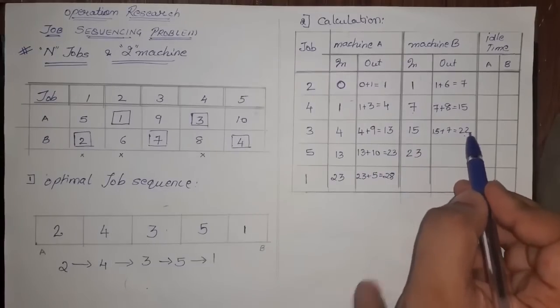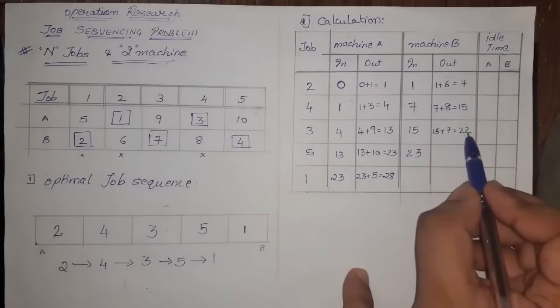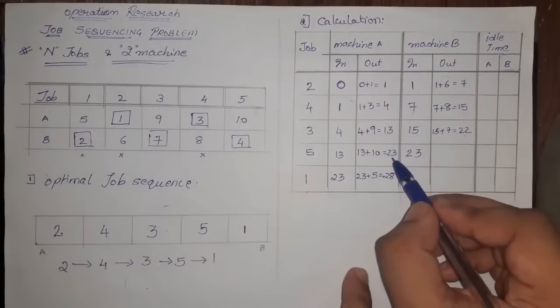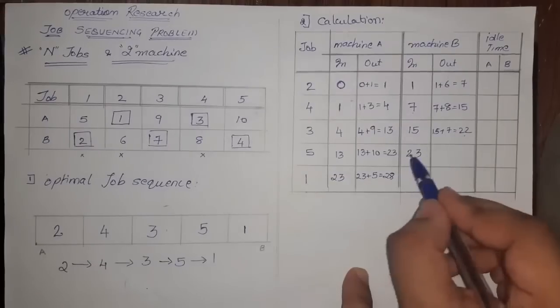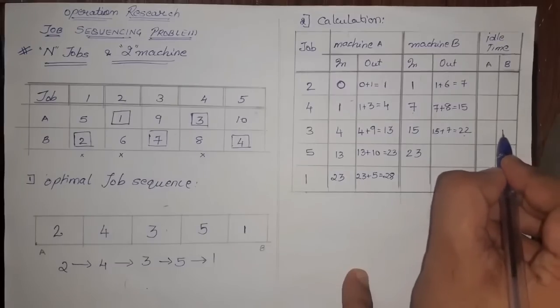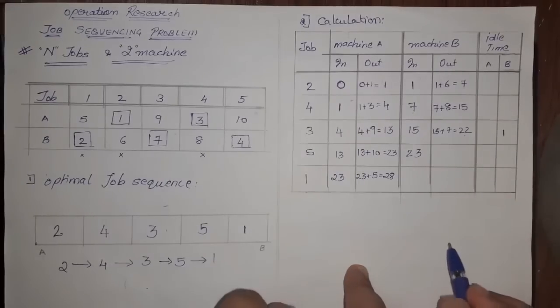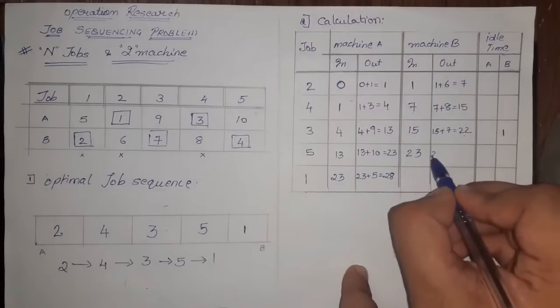Now here what happened is machine B had already finished its work at 22 hours, but it cannot start because machine A will take 23 hours to finish that job. Only after that machine B can start. So here machine B had to actually wait for 1 hour. So the idle time of machine B under this case became 1 hour. Thereafter we can directly solve further.